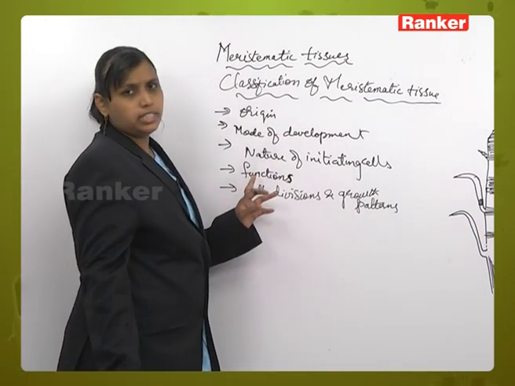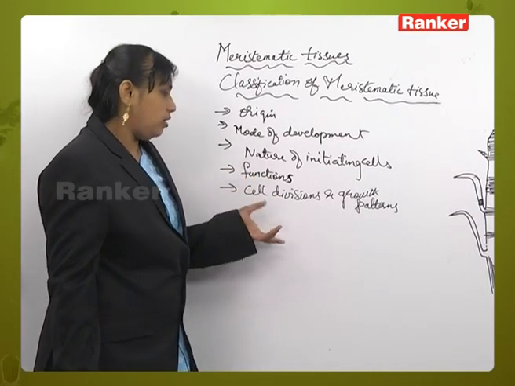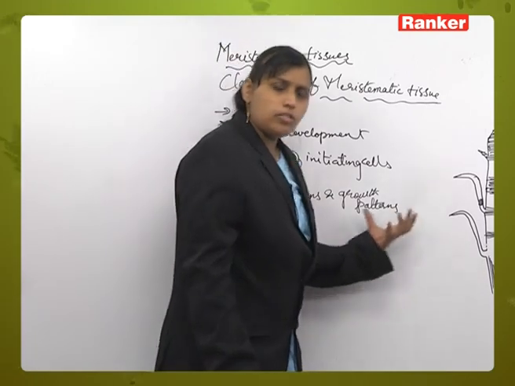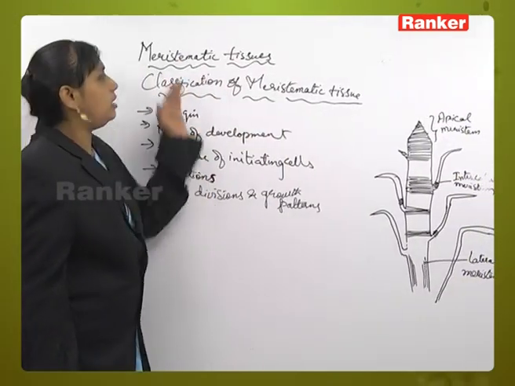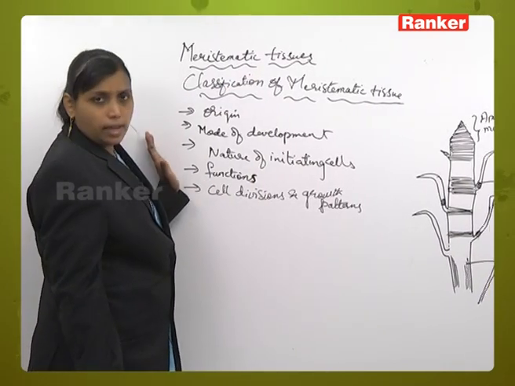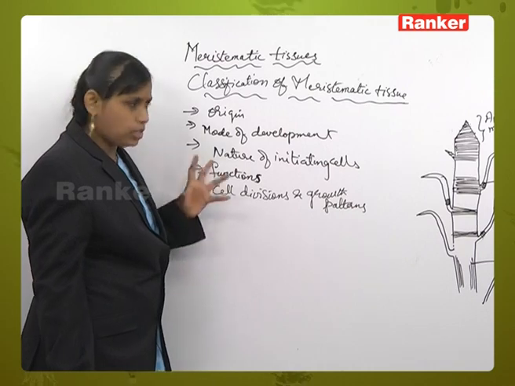What type of function it is carrying out at a particular place, that is about on the basis of function, and on the basis of cell division, and because of that type of cell division, what type of growth patterns are being shown in the plant body. These are the basic types or criteria taken into consideration for the classification of the meristematic tissue.